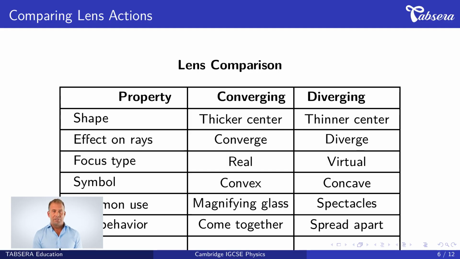Fifth, common applications. Converging lenses are used in magnifying glasses and cameras, while diverging lenses are used in spectacles for short-sightedness. Sixth, ray behavior. Converging lenses bring rays together, diverging lenses spread them apart. Understanding these differences is essential for examination success.